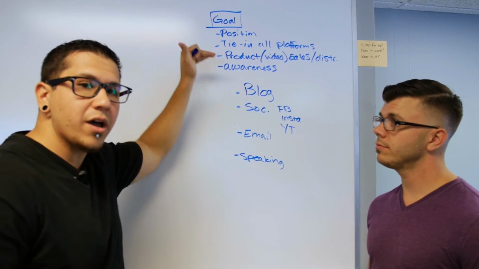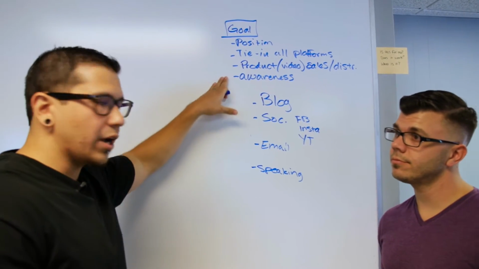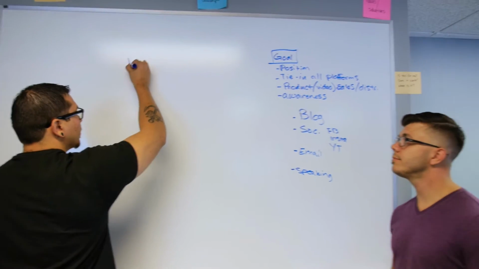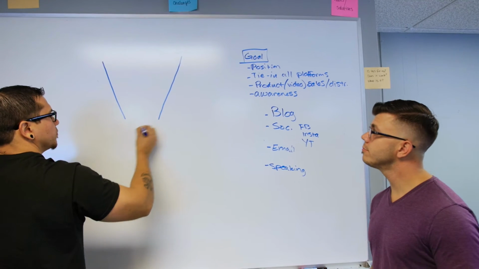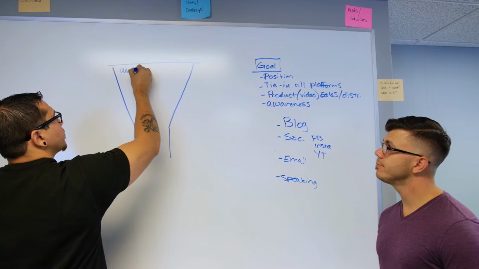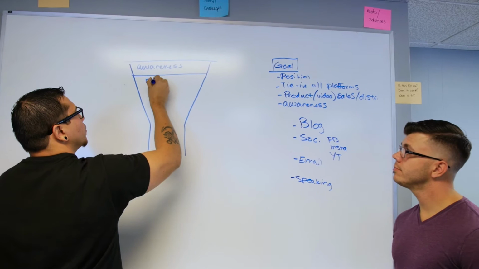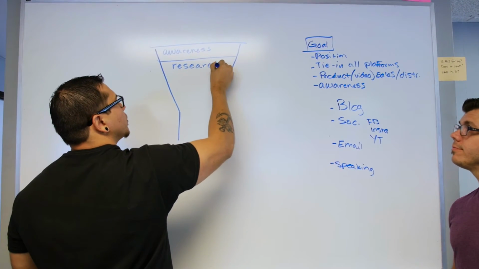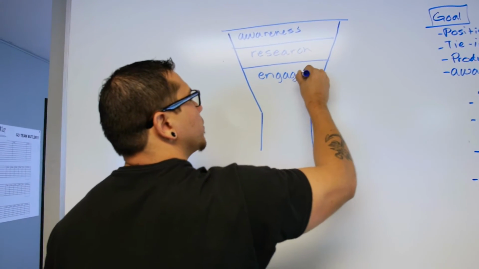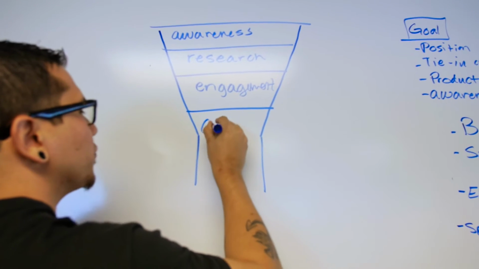He's also introducing a new product, which is going to be a video series that is going to be for sale. And then we need to make people aware of this product. Okay. And so in the conversion funnel, it typically goes, there's a few levels. Awareness. Research. Engagement. That's horrible handwriting. And then convert is way down here.